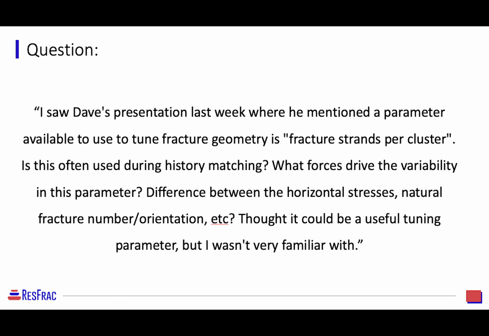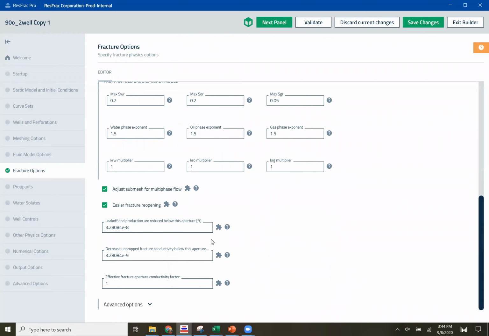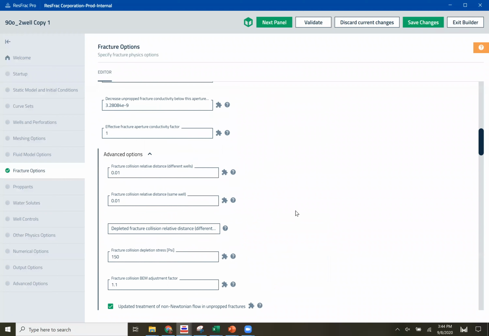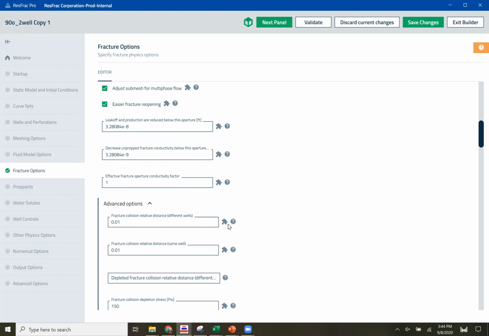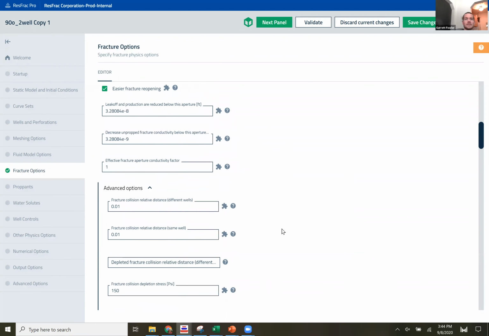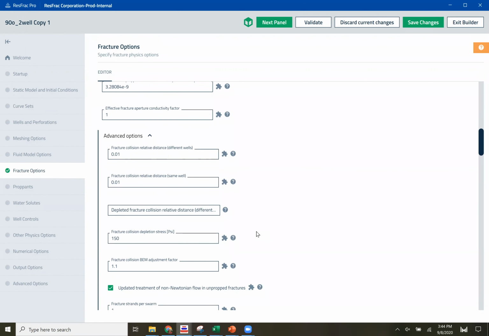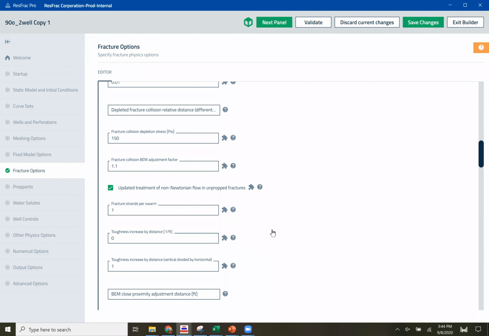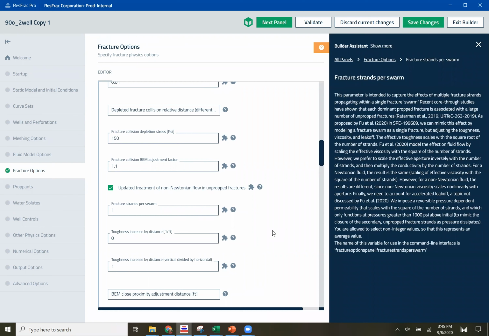The short answer to that is I learned how to do it one way, and I haven't actually used the fracture strands per cluster to tune fracture geometry, because I prefer to have more control using PDP, permeability, etc., which is basically what the fracture strands per cluster does, and it gives an explanation of it right here.